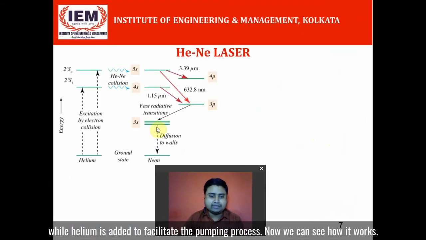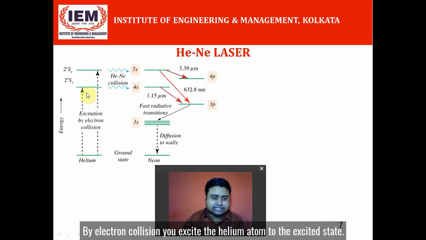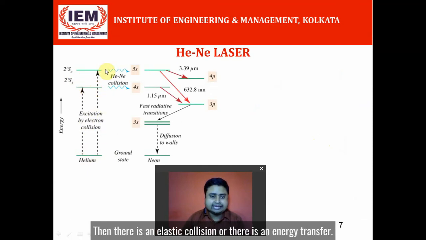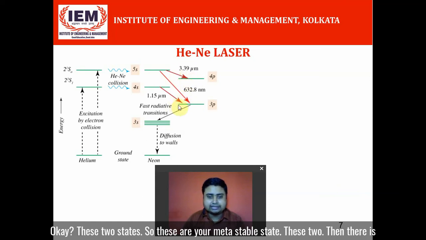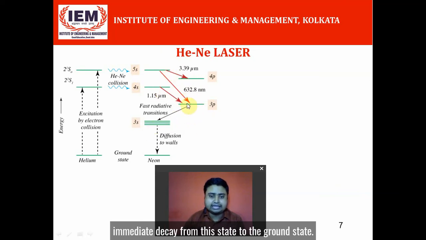Now you can see how it works. By electron collision, you excite the helium atom to the excited state. Then there is an inelastic collision, or an energy transfer, so your excited electrons go to the excited states of the neon, then it decays to this state, these two states. So these are your metastable states, these two. Then there is immediate decay from this state to the ground state.